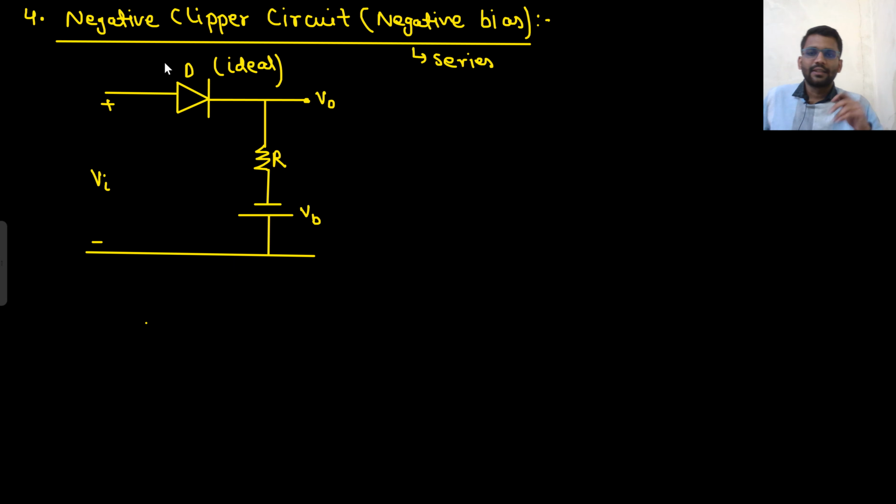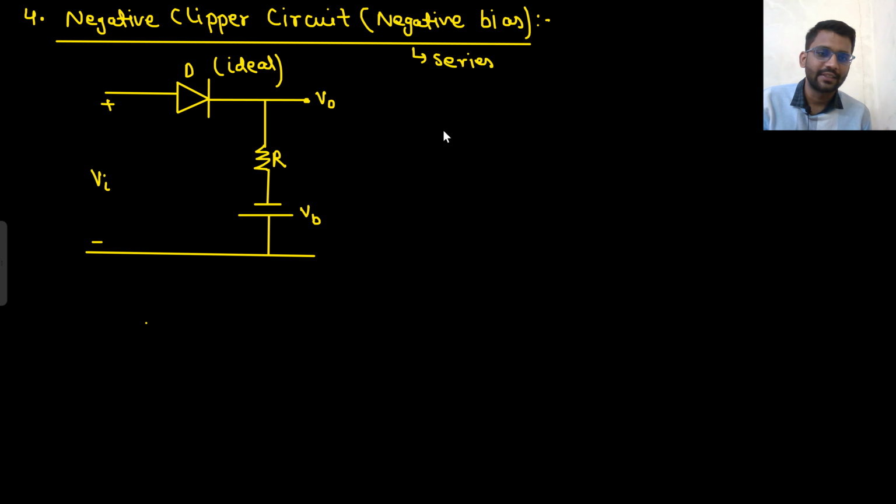Let's move on to the next circuit, that is negative clipper circuit, but a negative bias is there, and the series I forgot to write. So this is negative series clipper circuit and a negative bias is there. So again, do it on your own. You don't need to see the solution. The diode is ideal this time.